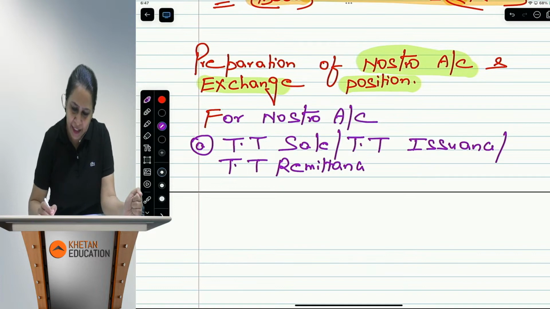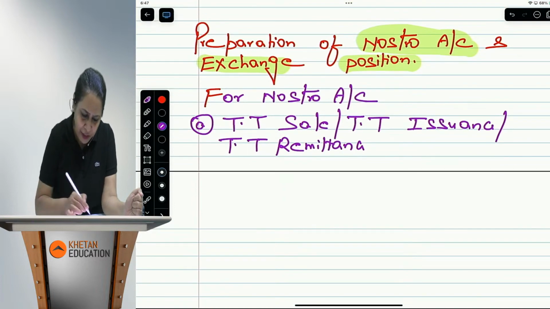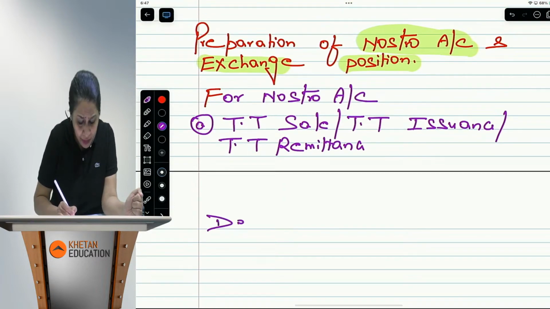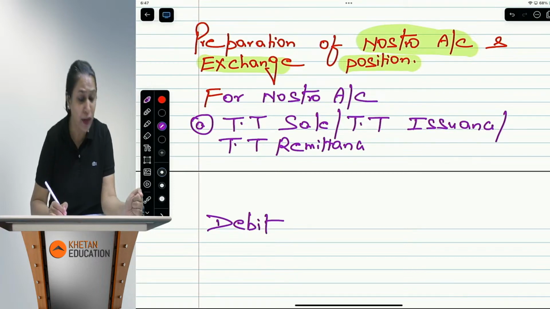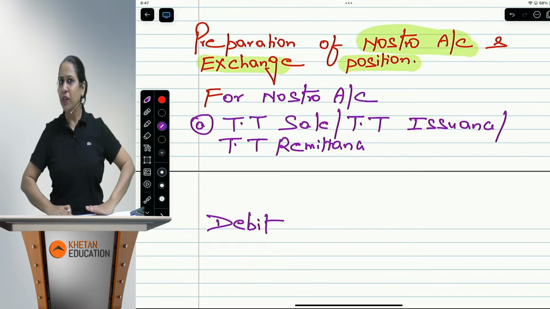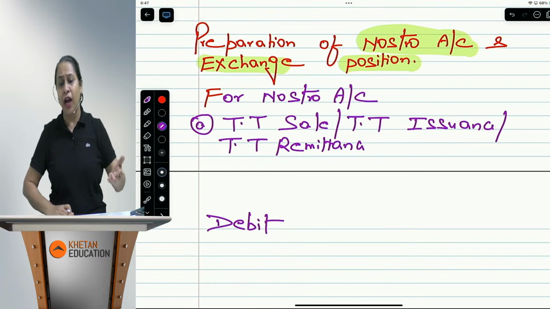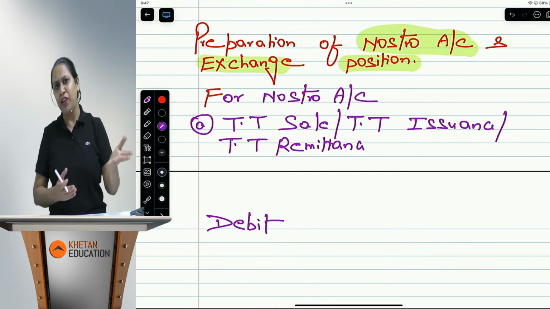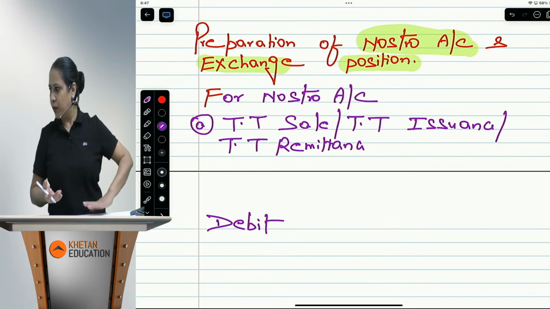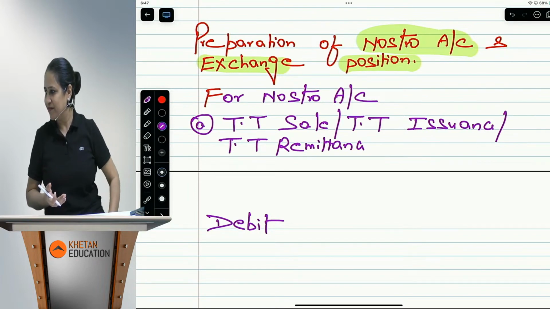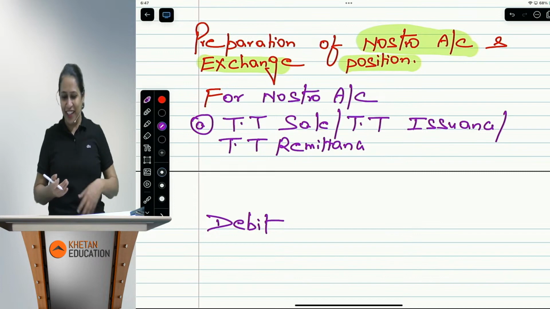TT sale, TT issuance, TT remittance, debit the Nostro account. Start guys, quickly we need to finish. Maximum it should not go beyond 8. I will stop the lecture at 8 today. Whatever is left out, 1 or 2 or 3 questions, I will combine with international financial management, and we'll finish it off tomorrow. Finally I am good.